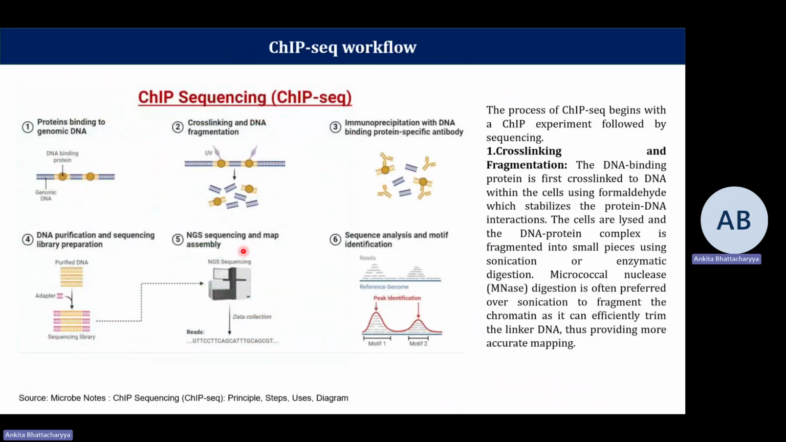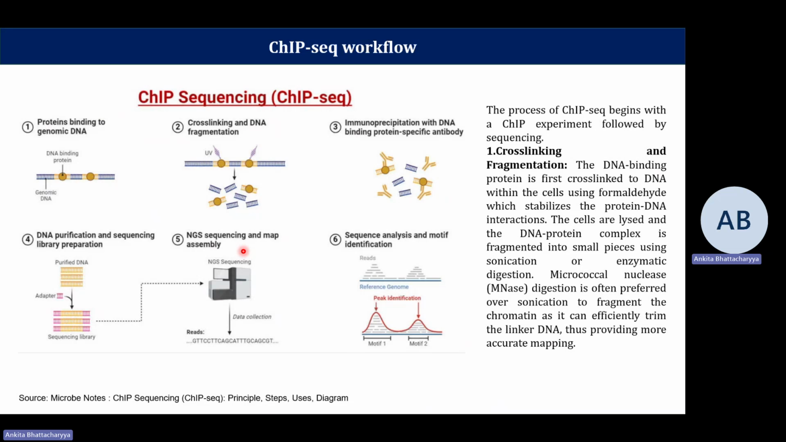So again, the key steps are as follows. The initial steps are similar to what we had discussed for ChIP-qPCR. First, you have cross-linking and fragmentation, whereby the DNA binding protein is first cross-linked to DNA within cells using formaldehyde, which is able to strengthen the interaction between protein and DNA. Then you lyse the cells, and the fragmented complex can be divided into small pieces by sonicating or by enzymatic digestion. Next, MNase digestion is often preferred over sonication because that helps to fragment the chromatin and it can trim the linker DNA, providing more accurate mapping.